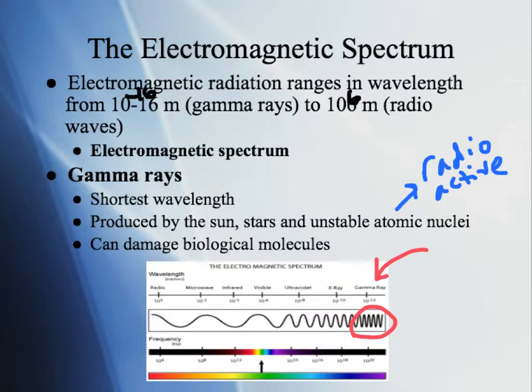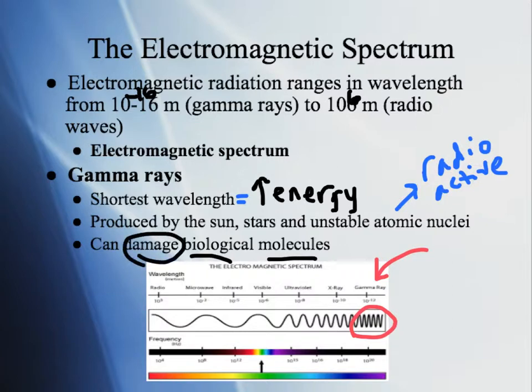Gamma rays are, like we said, very short. If they have short wavelengths, they're going to have high energy. Short wavelengths equals lots and lots of energy. In fact, so much energy that it damages biological membranes. That's why gamma rays and radioactive radiation are so dangerous, because they can cause cancer and illness and cells to die and all kinds of bad stuff. So we definitely want to stay away from gamma rays.